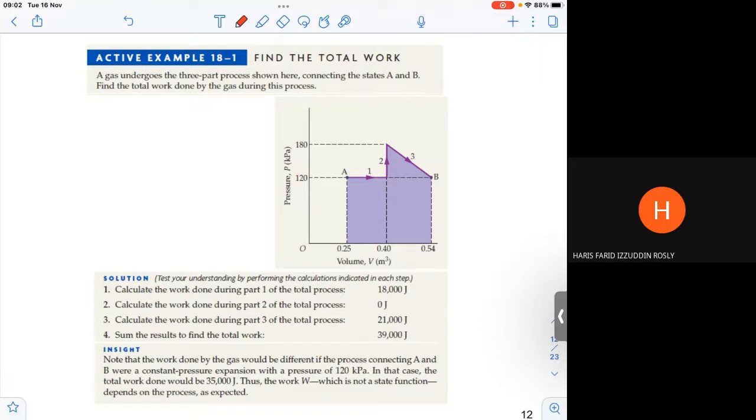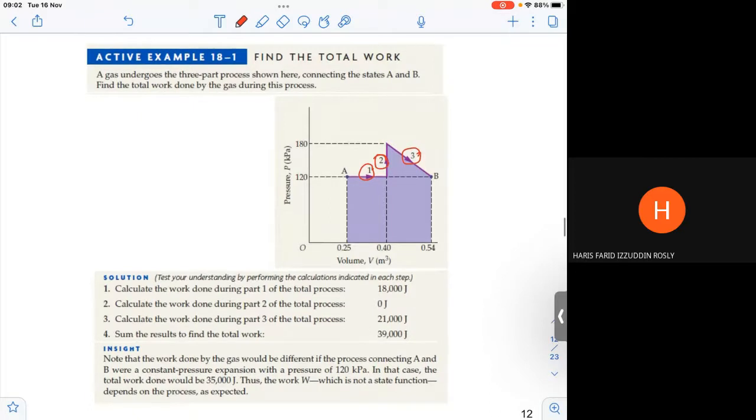Then again, there are three processes here. Number one, number two, don't forget about this, and number three. There are three processes involved, but we can only calculate the work done, that means the area obtained from the graph, for 1 and 3, because 2 is zero at that particular time. When we calculate, we will get 18 kilojoule, and 21 kilojoule for number 3. So from this, you add everything and you will get 39 kilojoule.